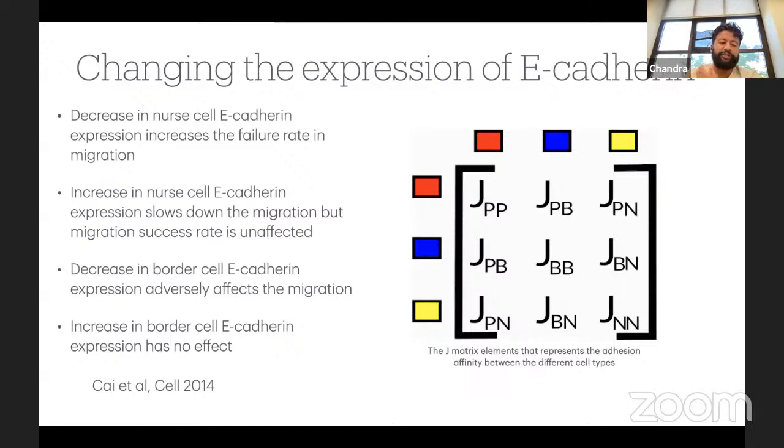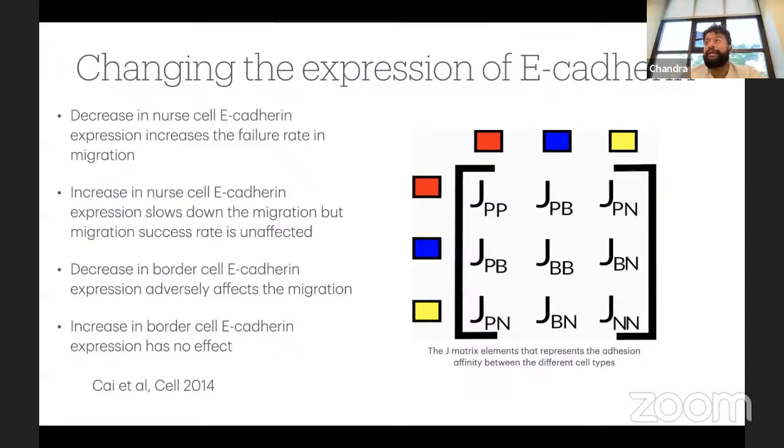Similarly, when you decrease the level in the border cell, which has the intermediate concentration, it does affect the migration. But if you increase it in the border cell, it makes no difference. If you think about it, it should make complete sense. Something I pointed out yesterday is that these border cells are actually crawling through nerve cells, on top of each other. And the crawling process involves making adherent junctions using the E-cadherin. So the number of E-cadherin junctions you can make, assuming junction formation is very quick, is limited by the cell that expresses the least E-cadherin.